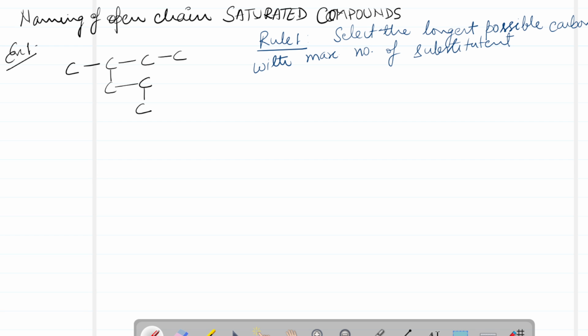Naming of the open chain saturated compounds. Now here, first we would be discussing the open chain saturated compounds. These are alkanes.